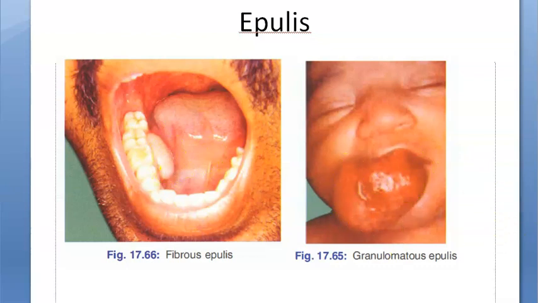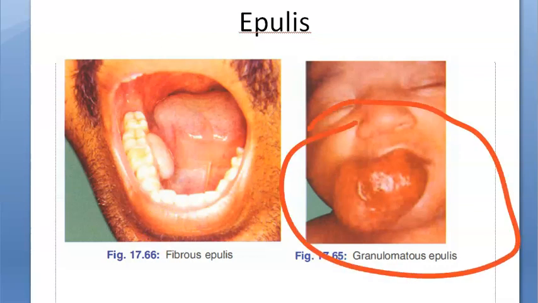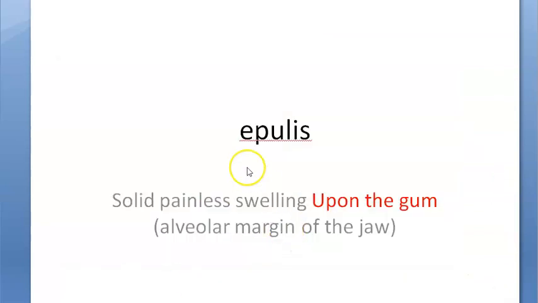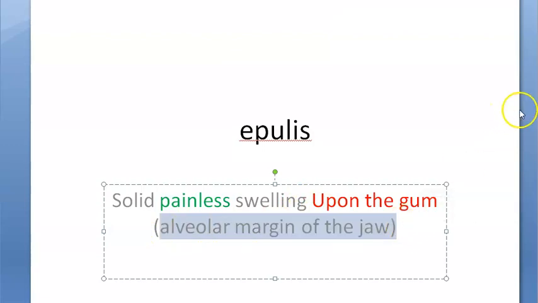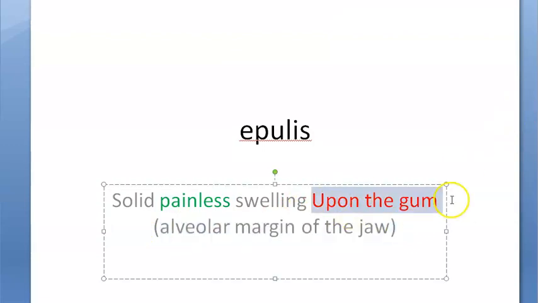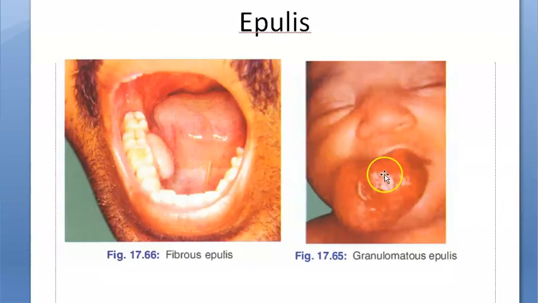Fibrous epulis is the most common. Granulomatous is the one that is going to be soft, and it can bleed on touch. So that is granulomatous. Fibrous is most common. Remember, epulis is a solid painless swelling upon the jaw, that is along the alveolar margin of the jaw, upon the gum.